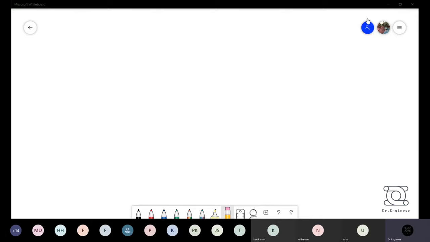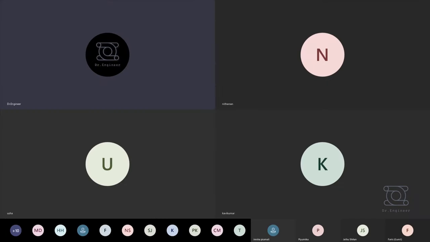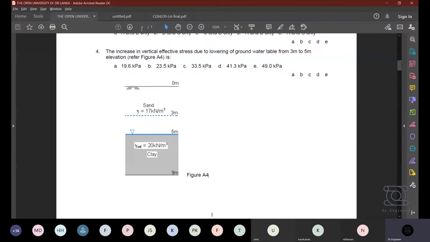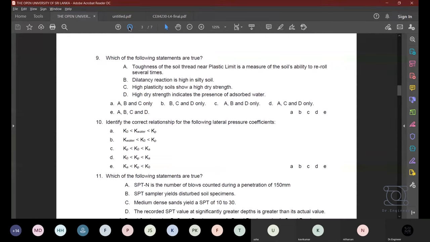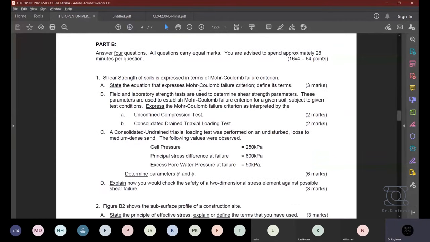So yeah, I'll just show you the question quickly. I thought you all are having the paper, so I didn't share the paper throughout, because I can't share both the paper and the whiteboard. Yeah. So this was the first question which we discussed.